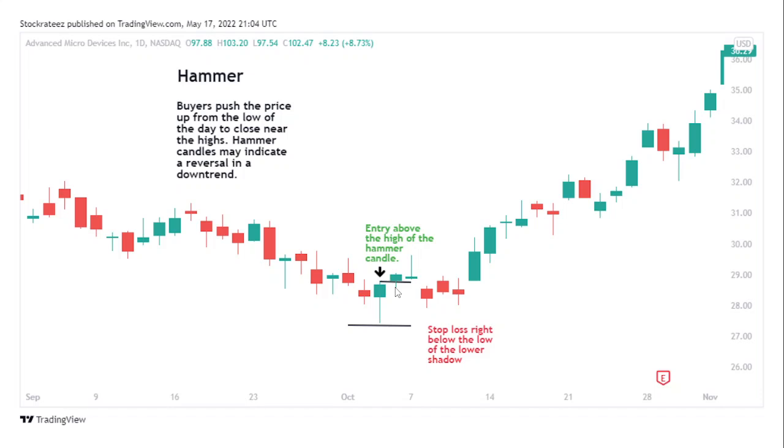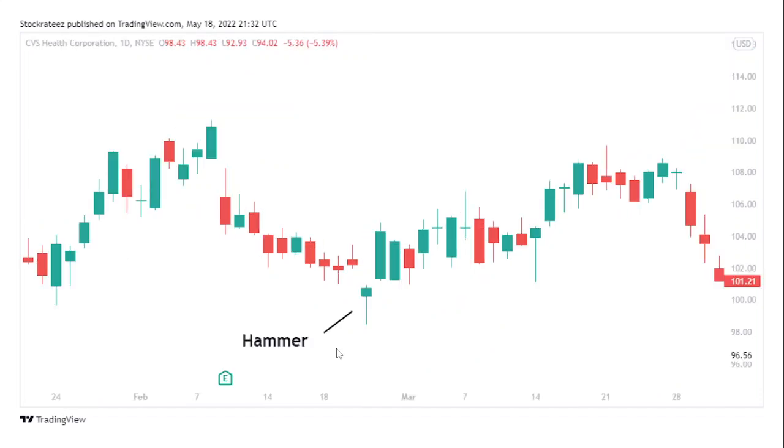So if you were going to play this hammer candle, you would enter when the next candle goes above the high of the hammer, and then you put your stop loss under the low of the hammer. And then here, this is where a new uptrend ensued. So let's do another one.